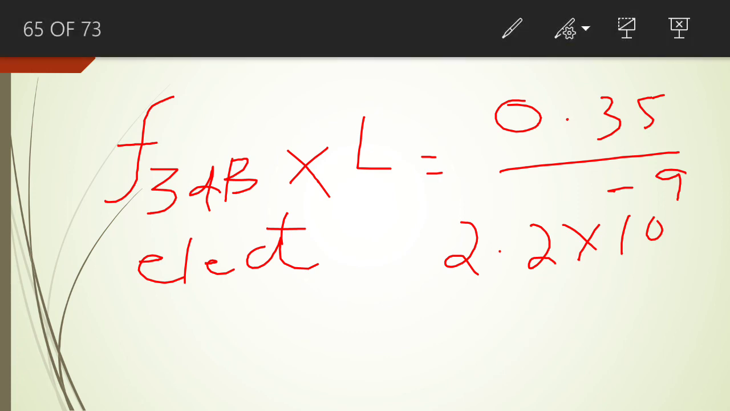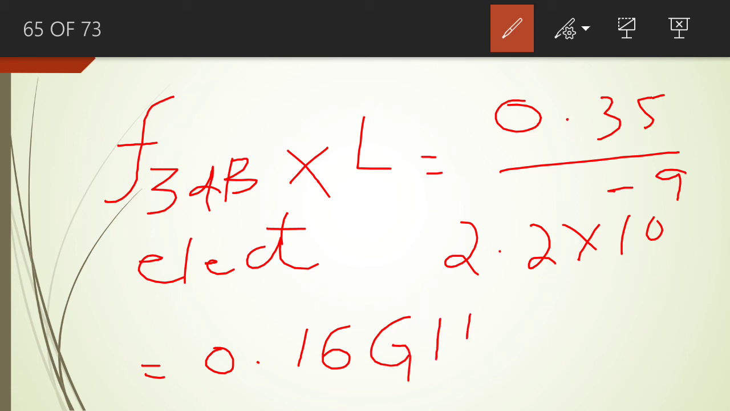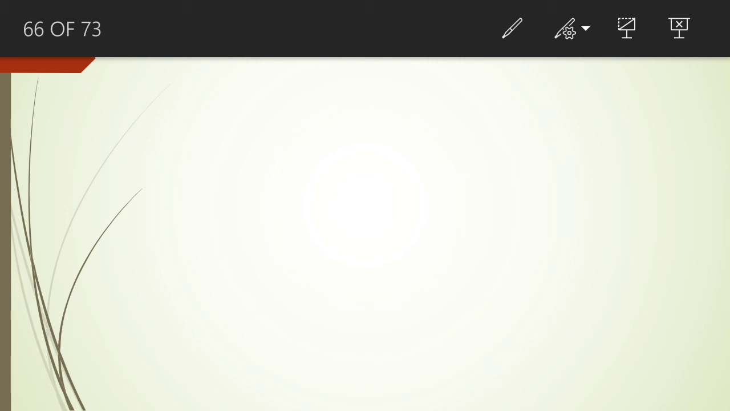So the answer is, let me show you the answer. The answer is 0.16 gigahertz into kilometer. So this is the answer. Now let us calculate the data rate. So for the data rate, let me calculate RRZ.